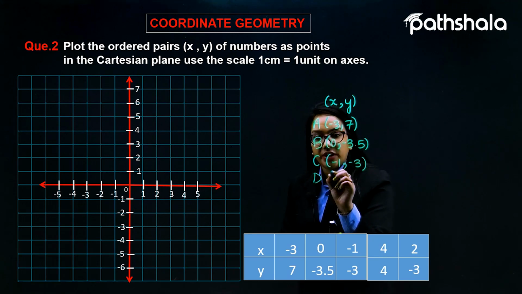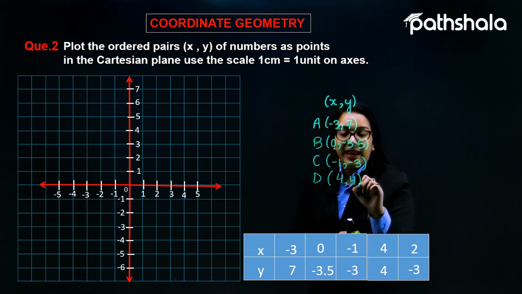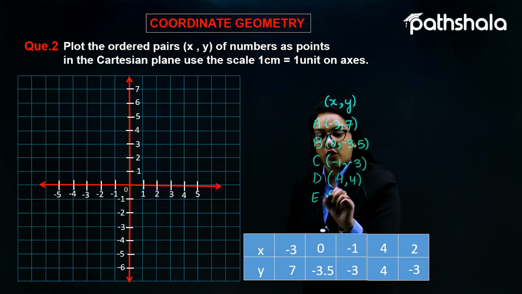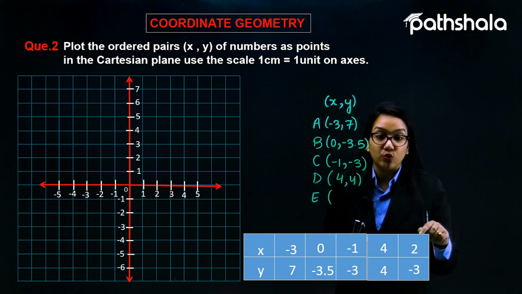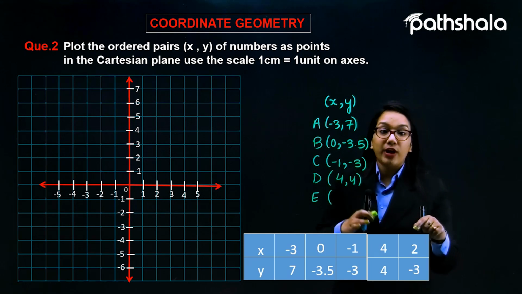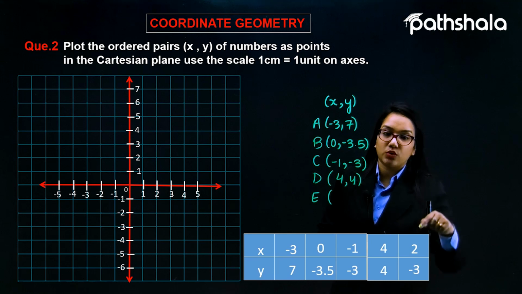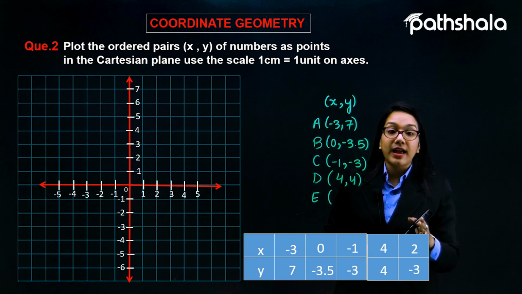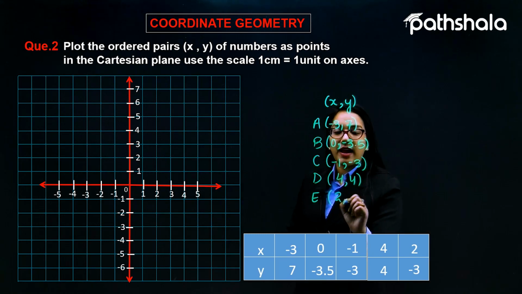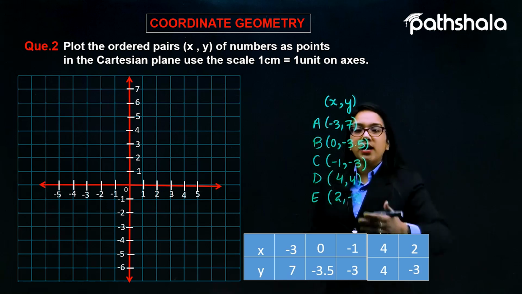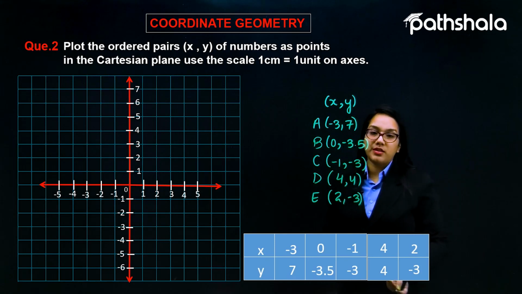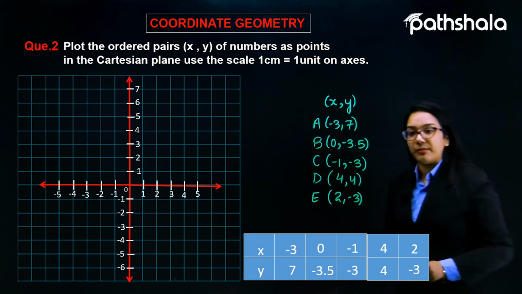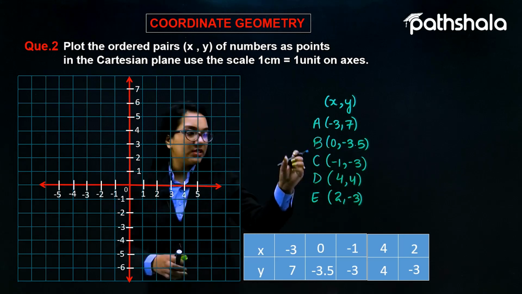Now let's talk about the point D. We have 4 and 4: x is 4, y is 4. Now let's talk about the point E. For x as 2, we have y as -3. We can see in this particular column, for x as 2, we have y as -3. So these are the ordered pairs. Now, taking them as coordinates, we want to plot them in the Cartesian plane. So let's plot A, B, C, D and E.